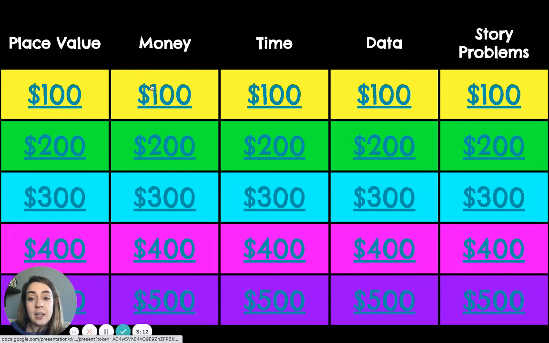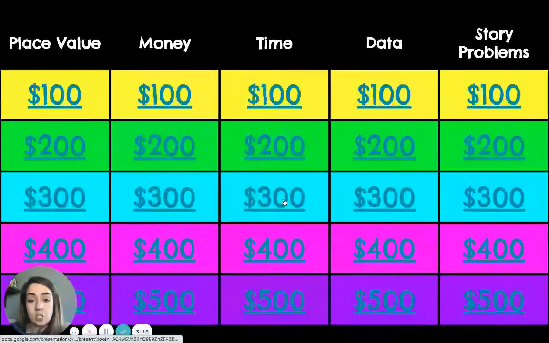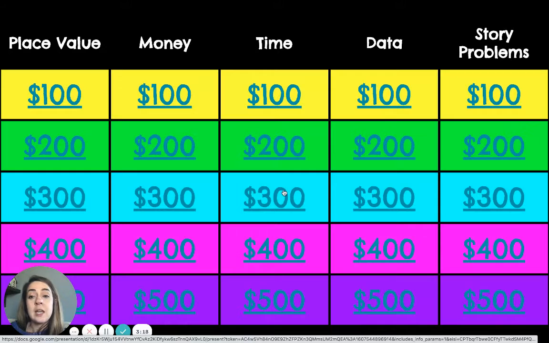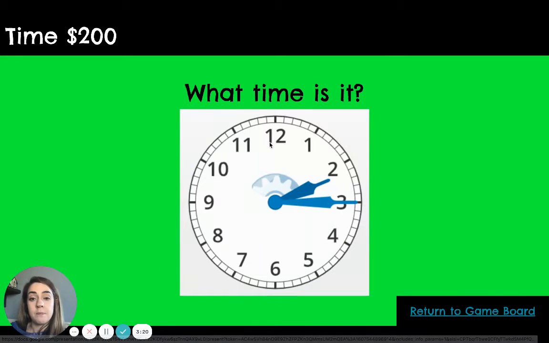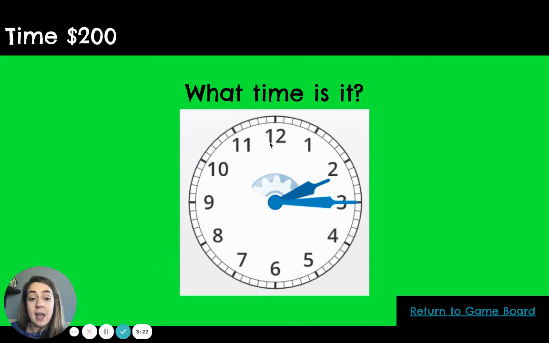If you click on any of these tabs, it's going to bring you to a question. So say I want to do time for 200. It will jump to that slide and you will answer the question, what time is it? So you'll look at the clock. My hour hand is pointing just a little bit past 2, so I know it's still 2 o'clock. And then I need to count by 5s to figure out the minutes. So 5, 10, 15. So it's 2:15. So I would record that answer.